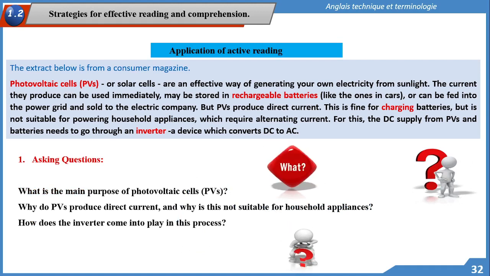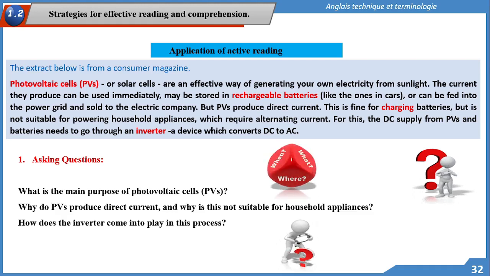Now, let's apply the strategies. Let's start by asking questions during reading. So, what is the main purpose of photovoltaic cells? We can respond to this: the main purpose of photovoltaic cells is to generate electricity from sunlight.